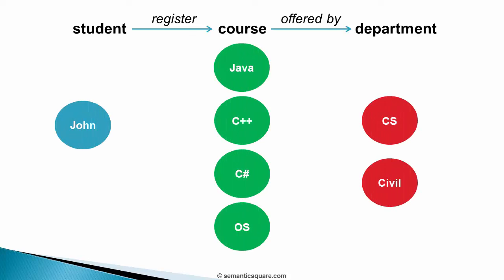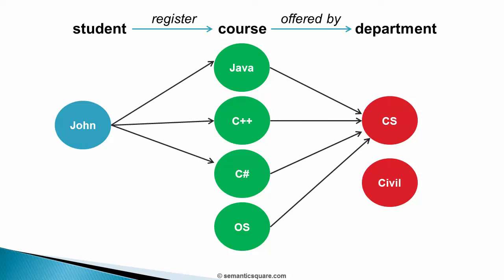Here is an instance where we have a student named John, and we have 4 courses and 2 departments, computer science and civil. So here we have some instances with data being just the name, like John or Java or computer science. And we can have these 4 courses offered by the CS department, and John can register in 3 of these courses. So that's some behavior or actions happening between these instances. This is a realistic scenario where the student John has registered in 3 courses which are offered by the CS department.